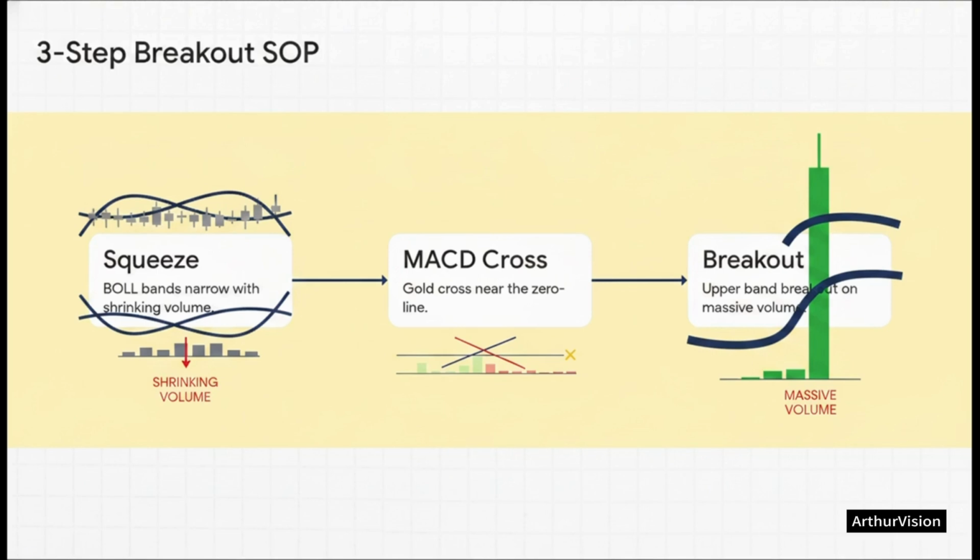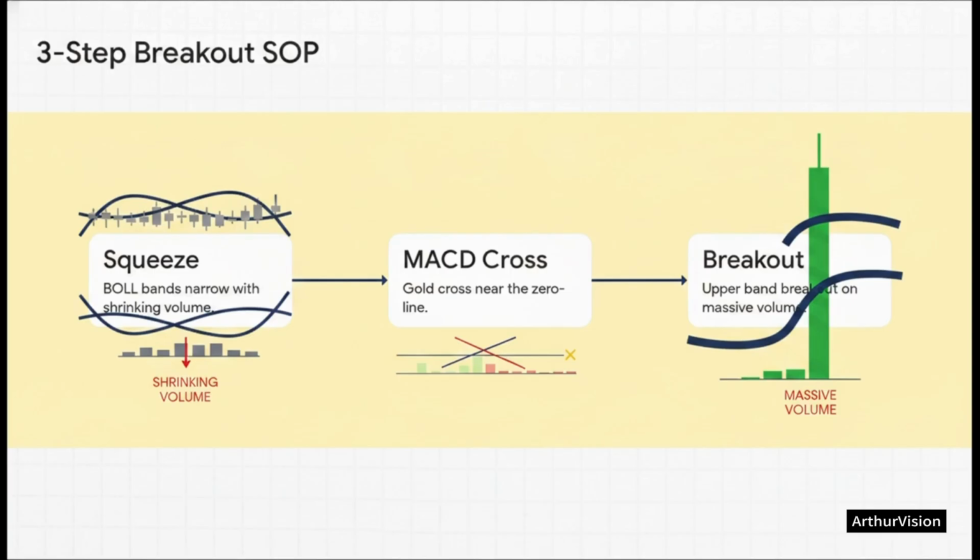First, we need the suffocating squeeze. The stock must be consolidating sideways, with the Bollinger Bands tightly compressing. But crucially, this has to happen with extremely shrinking, almost non-existent volume. This tells us market division is practically zero and institutional accumulation is just about done.